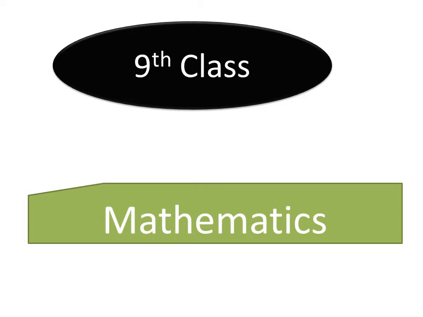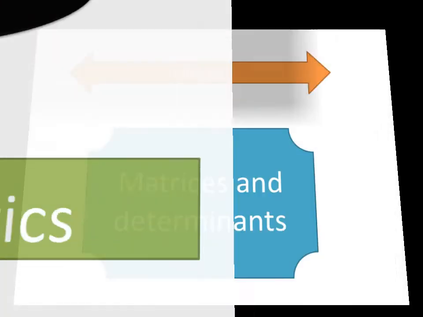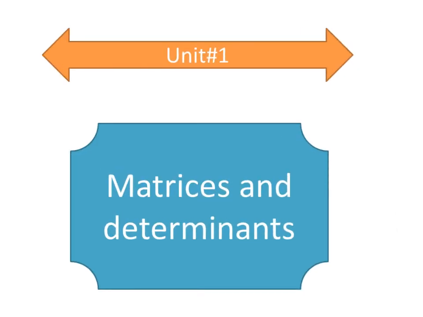We are going to learn about mathematics, in which unit number 1 is about matrices and determinants. And you know that a matrix is a formation of a collection of real numbers which are enclosed in brackets. We also have discussed how the matrices are added or subtracted. Today, we will solve some questions related to the matrices.